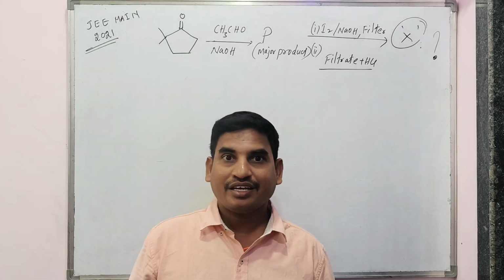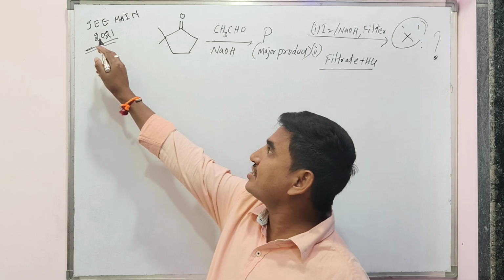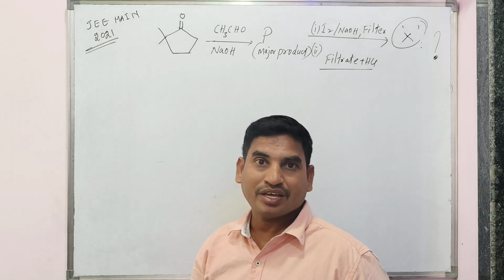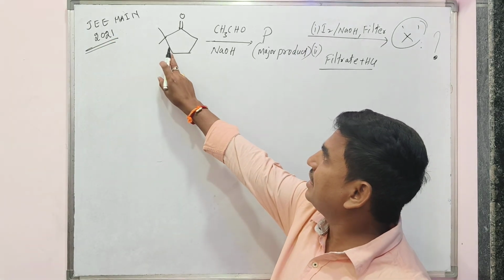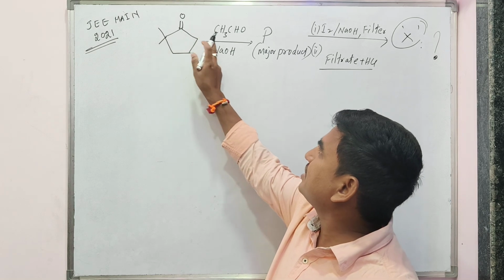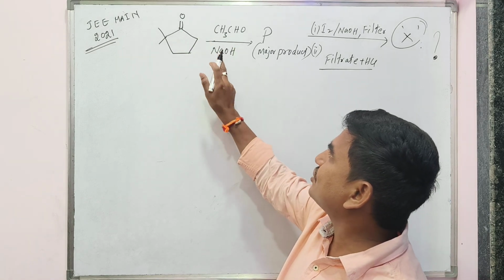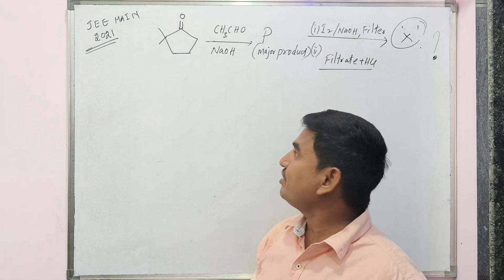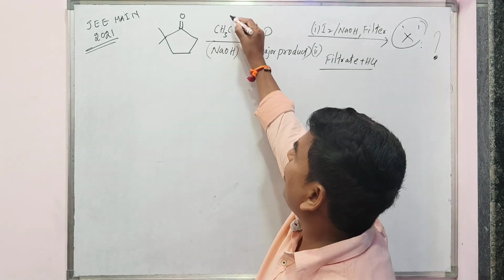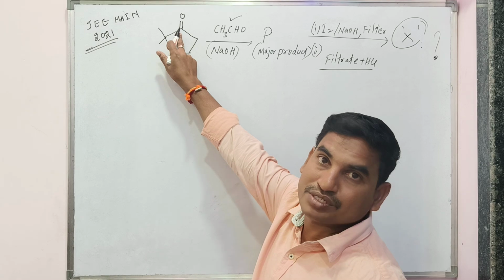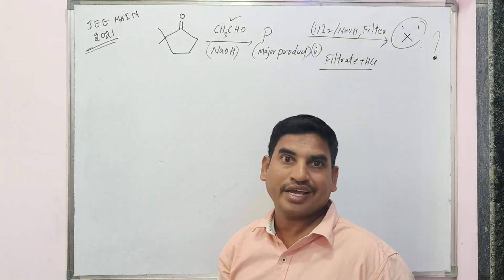Right. Here I took one previous year's question, JEE Main 2021. Right. So see here that picture. A keto functional group is present, and acetaldehyde, and sodium hydroxide. Right. Here sodium hydroxide and aldehyde. Here is the keto functional group. So it is a crossed aldol reaction.